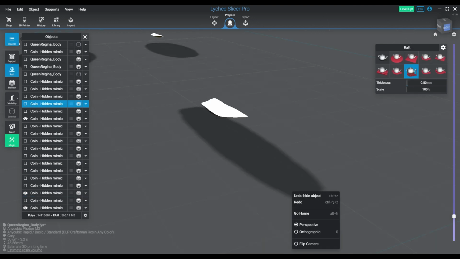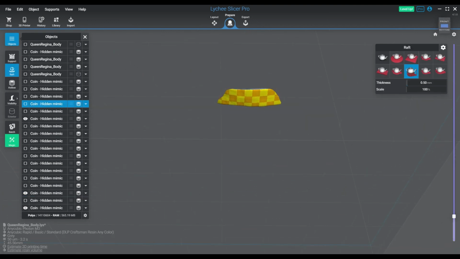Now, again, you are going to wind up with some warping issues there at the bottom.